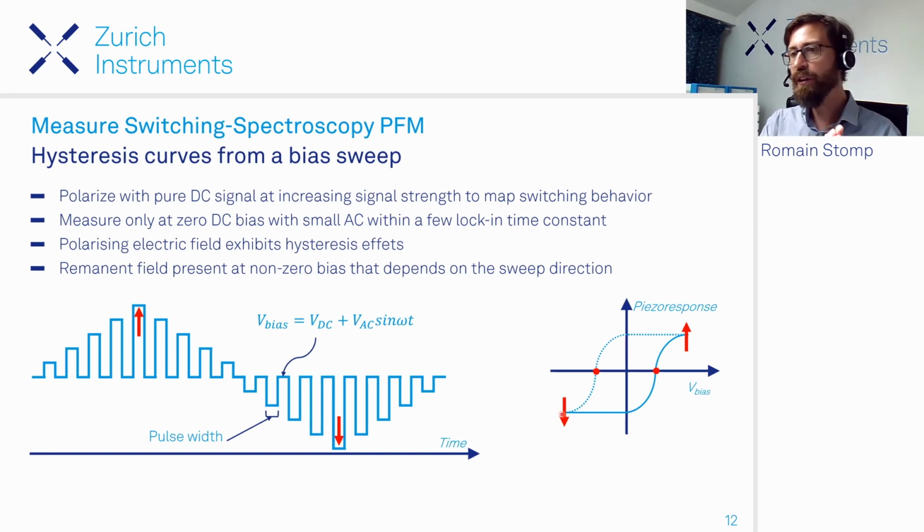And so now you can basically sweep your voltage ramp from, let's say, minus 10 volt to plus 10 volt and then back again. And then you start to see this hysteresis effect, which means that you have some non-zero remnant field where you still have some bias voltage before you switch everything back again.